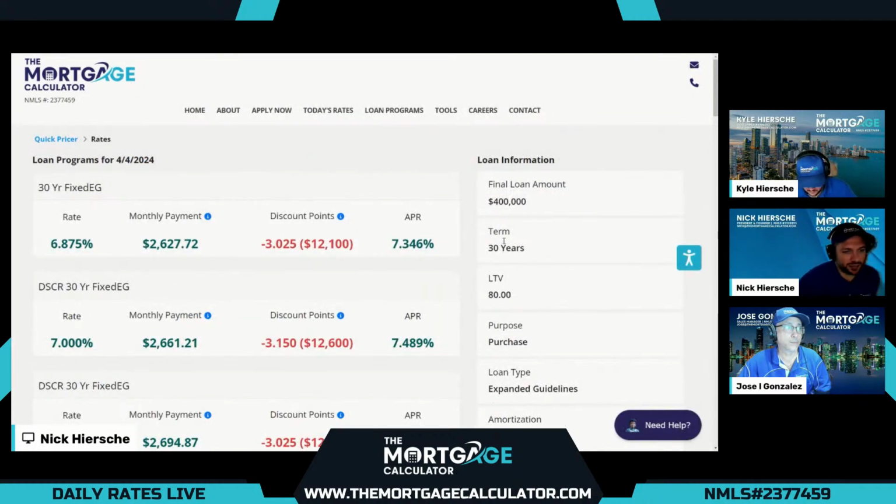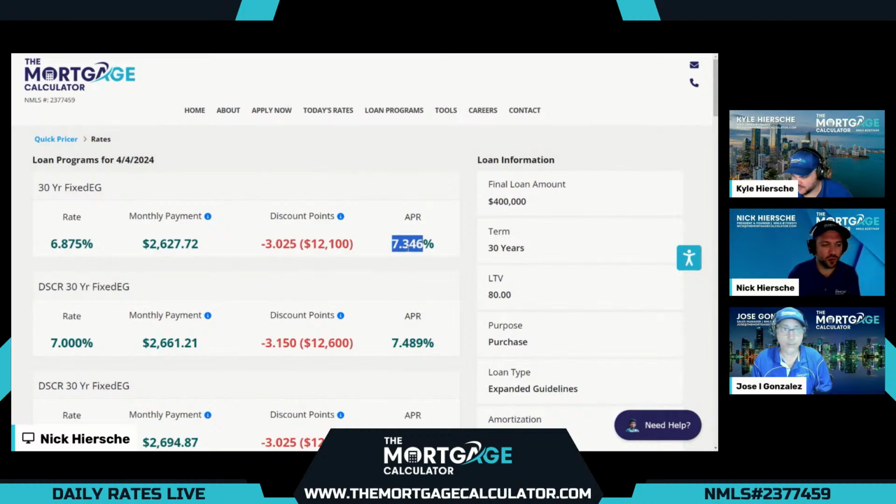And again, absolutely smoking. Beating conventional still, absolutely amazing. 6.875 rate, 3.025 discount points puts the final APR at 7.346 for a DSCR option, beating the true conventional options. Absolutely amazing. I would say 100% of investors would choose this.